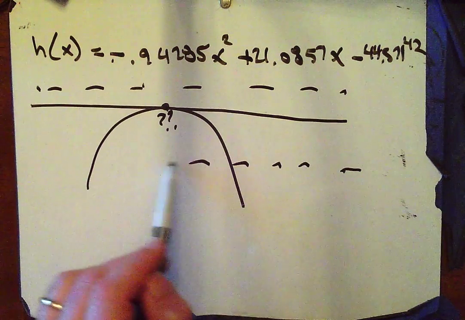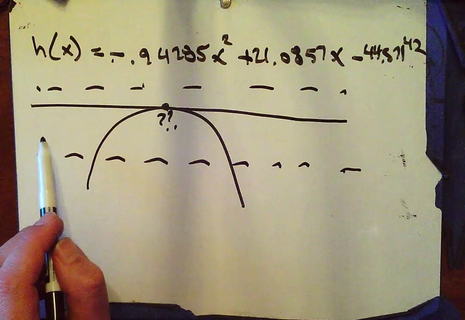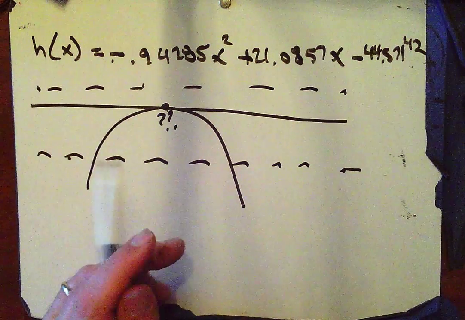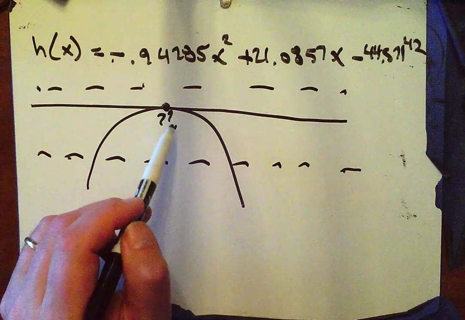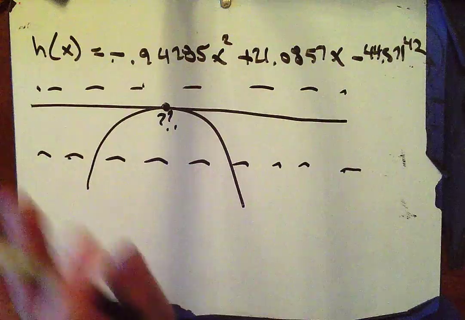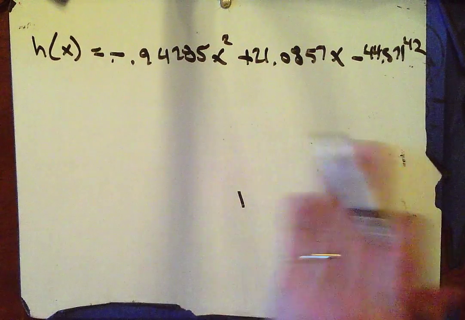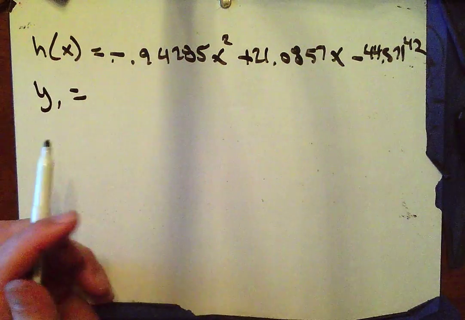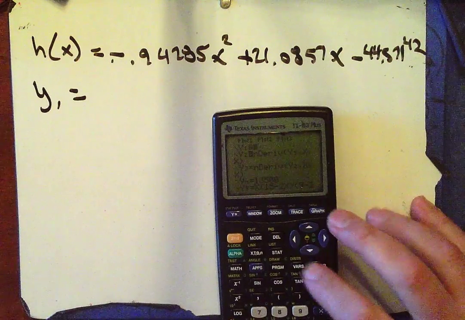Or is 70 inches here, in which case, yeah, I definitely go over that net. So the way we can figure that out is to find out what the y value of the vertex is. Now look, you may want to do minus b over 2a here, but not me. I'm going to type h into y1, and then I'm going to do second calculate maximum.